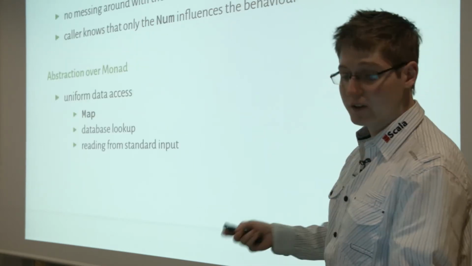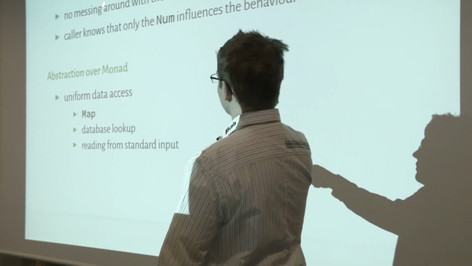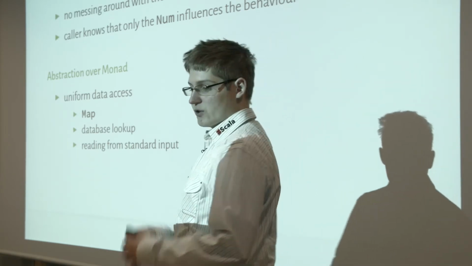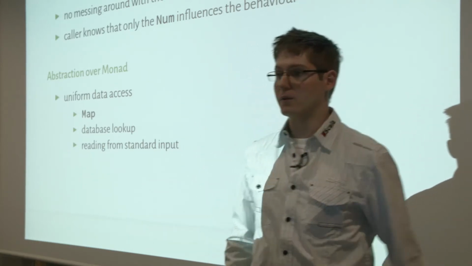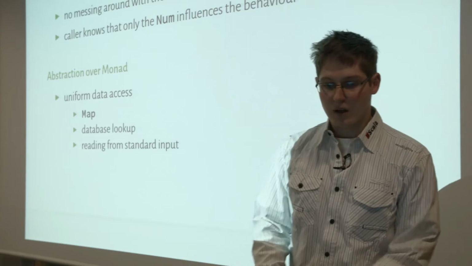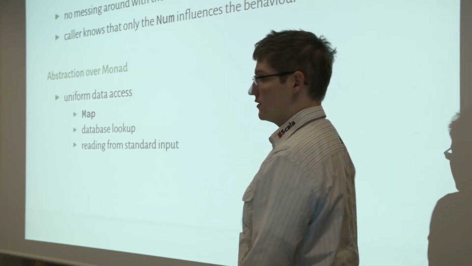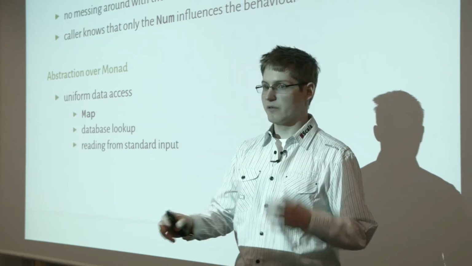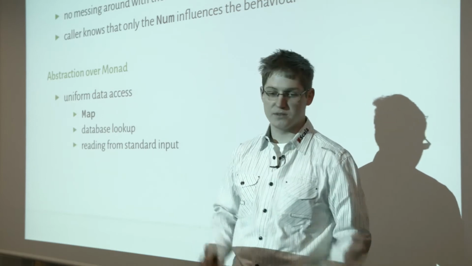But it's actually a good idea, because we also gain something. By abstraction over num, we actually have assurance that we don't mess around with the values. So we can't just insert a null or a 1 or whatever in there. And the caller knows that only the num type class influences the behavior. So we do not fiddle around with the values ourselves. We just take back what the num type class gave us.